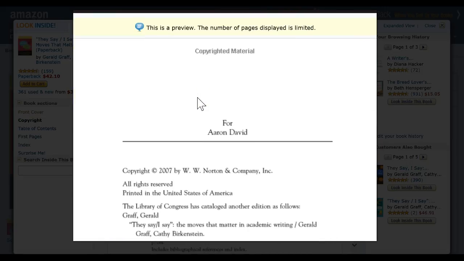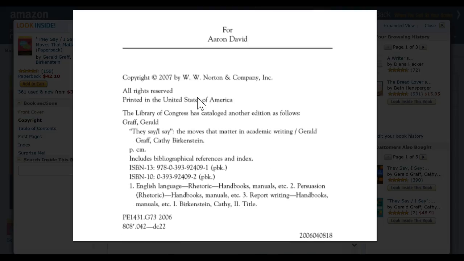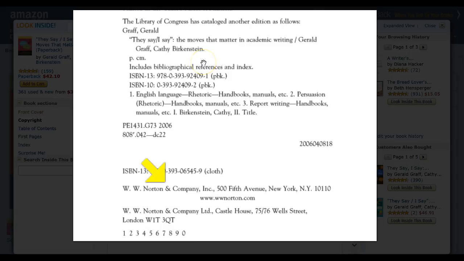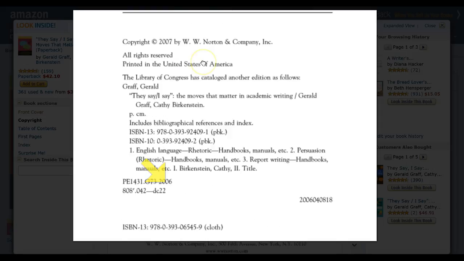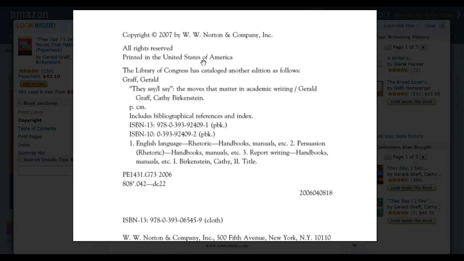If we look at the next page, this is the copyright page. And here's an example of a copyright page. It's usually the 2nd or 3rd pages in. And this is where we'll find the year. So right here it says 2007. But also on the copyright page, it'll tell you who published it, Norton, and where it was published, which is down here, New York, New York. So those are actually going to be really important for creating a reference citation. So this page is important for creating reference citations for books.